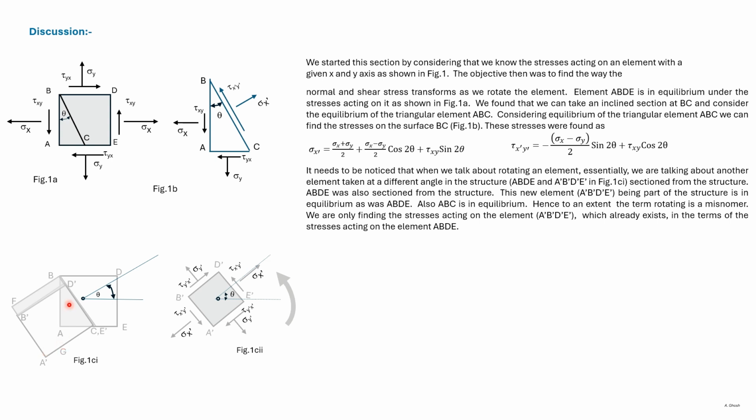Now ABDE is an element that has been sectioned out of the structure and is in equilibrium since it's part of the whole structure. This element has also been sectioned out of the structure and is in equilibrium, being a part of the whole structure. Similarly, ABC is a part sectioned out of the whole structure and is in equilibrium.